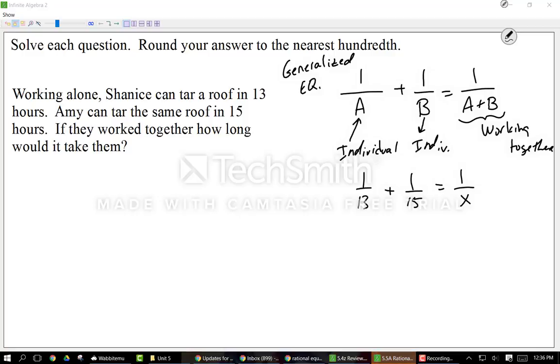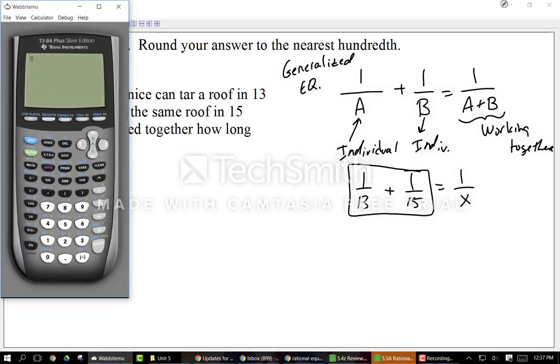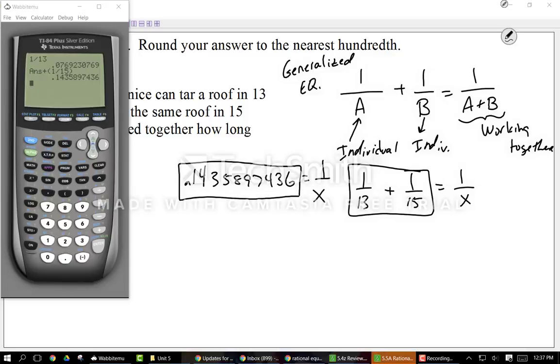So again, we go through the same way. And on your calculator, if you actually want to do this on your calculator, I'll show you another way up here on the screen. So I want to take 1 divided by 13. I am going to add 1 divided by 15. And I get 0.1435897436. So that is equal to 1 over x, right? So if you use your calculator, this is what you would get for a decimal, but that's not my answer because it's not x equals that, it's 1 over x equals that.